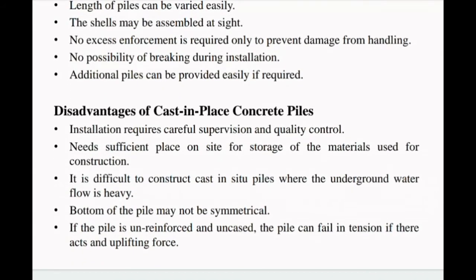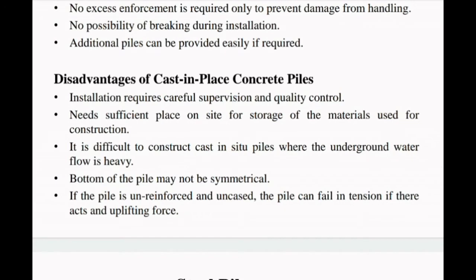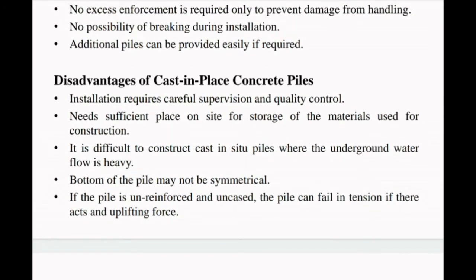And these cast in place concrete piles also have disadvantages: installation requires careful supervision and quality control. Precast concrete piles are fabricated in the industry, so they will be under careful supervision. But in the case of cast in place concrete piles, it is not possible, so it's a disadvantage. And it needs sufficient place on site for storage of materials used for the construction.